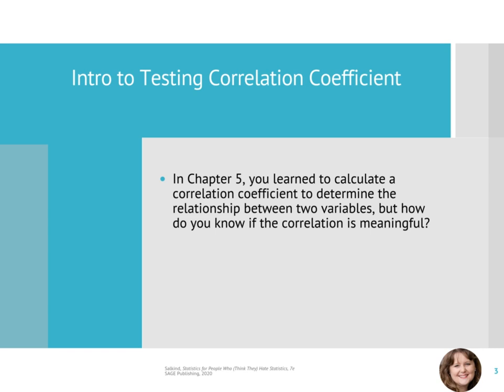For this lecture, we're primarily drawing from Statistics for People Who Think They Hate Statistics by Salkind and Frey. And back in chapter 5 of that textbook, you learned how to calculate a correlation coefficient to determine the relationship between two variables. And so you had an introduction in chapter 5. We are now later in the book, and we are talking about how we know if correlations are meaningful, what they are all about, and what they can tell us.